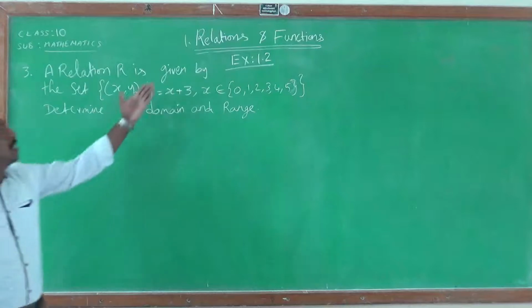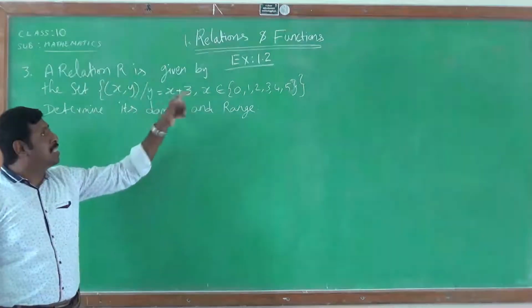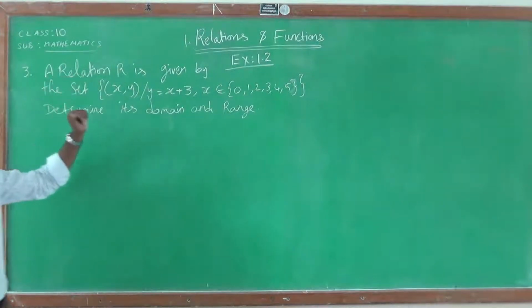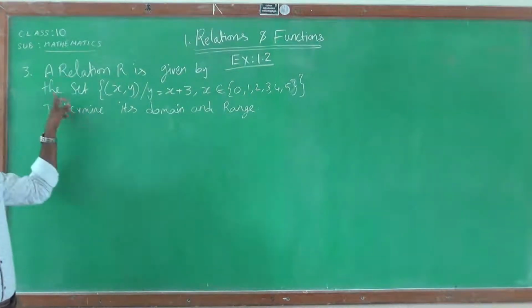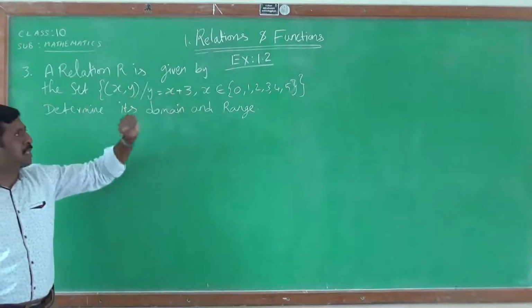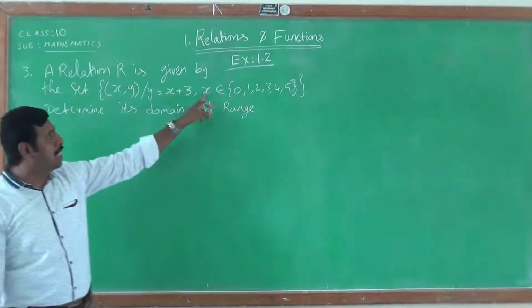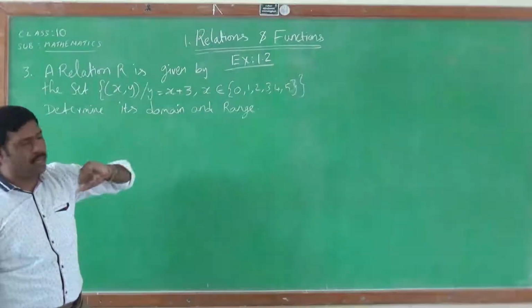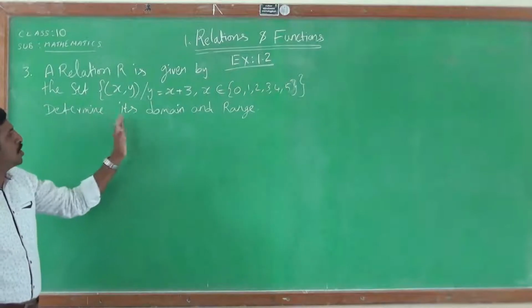Students, chapter 1 relation function, exercise number 1.2. See the question number 3. A relation R is given by the set (x, y) such that y is equal to x plus 3, and x belongs to the elements 0, 1, 2, 3, 4 and 5. Determine its domain and range.